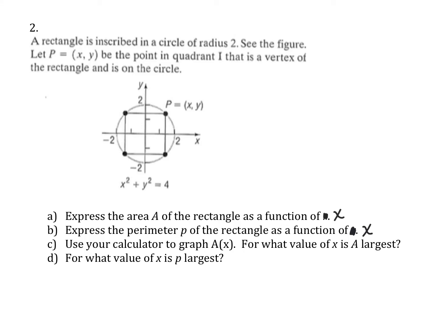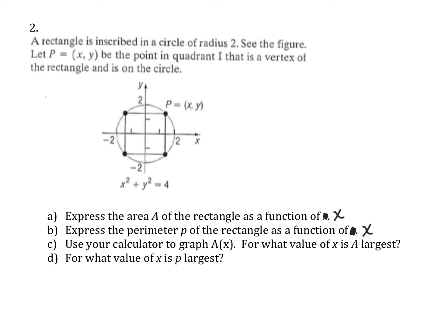All right, we will continue our work on the supplemental problems in our 1.10 section with number 2. On number 2 here, they tell us that a rectangle is inscribed in a circle with radius 2, and they give us a diagram. P is a point on the circle. Specifically, that point is in the first quadrant. That'll help us make sense of any sign issues, making both x and y positive.